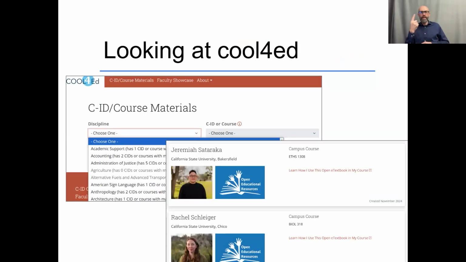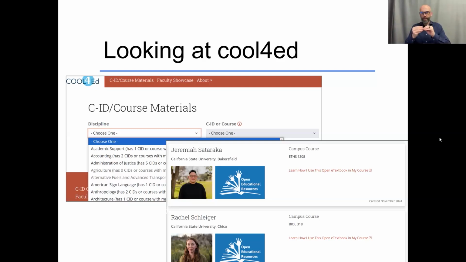And this is, I believe, where we are required as part of our chancellor grants to upload our materials as well. So anything that's been funded by the ZTC grants that you've heard about, those final products are going to be put into Cool4Ed. And again, you can browse very similarly to how the OERI has organized its materials. You can browse by CID, by course. They try to find those common course numbers.